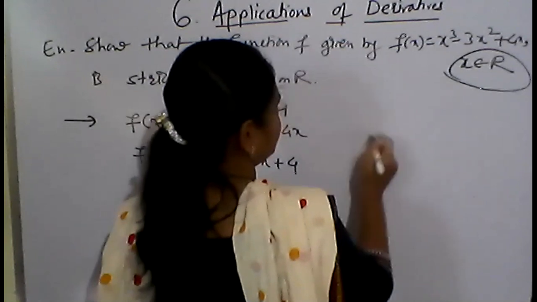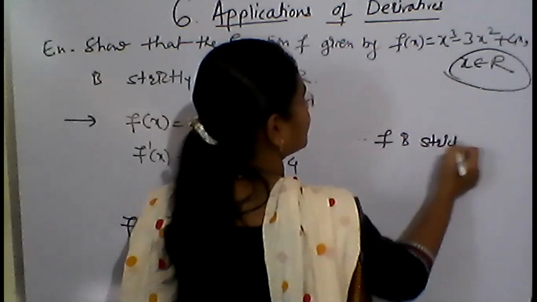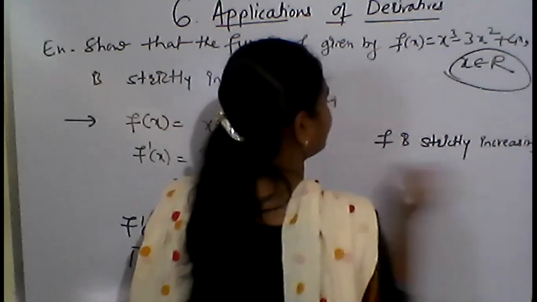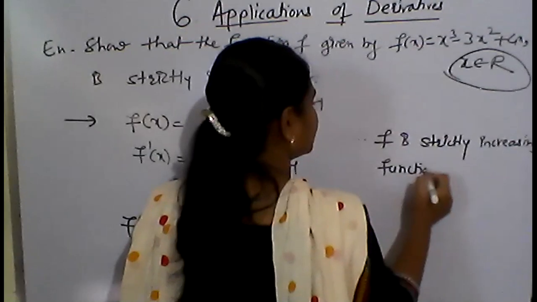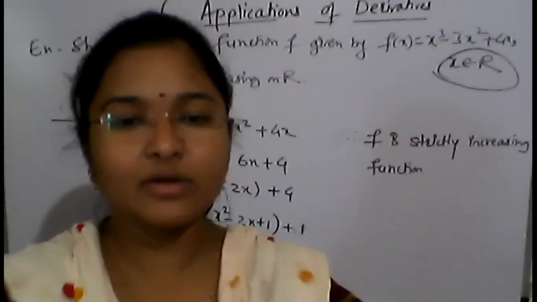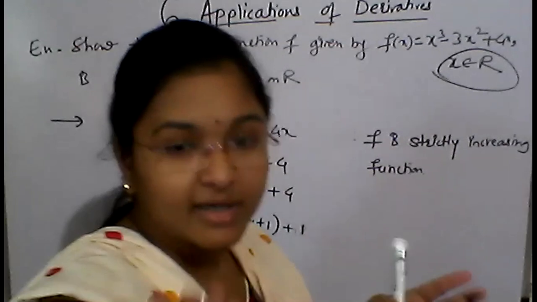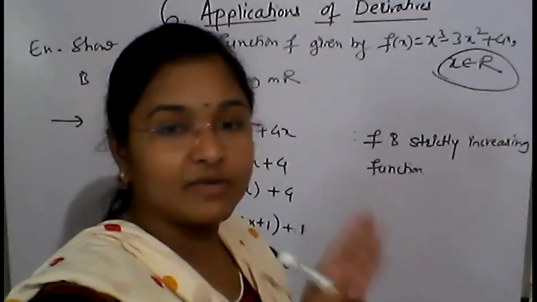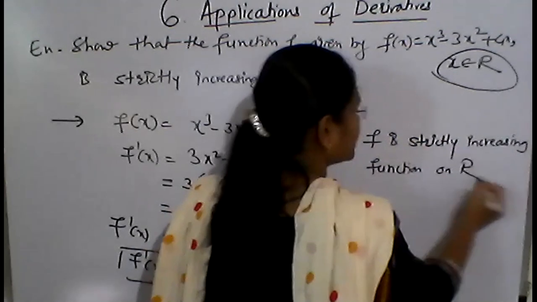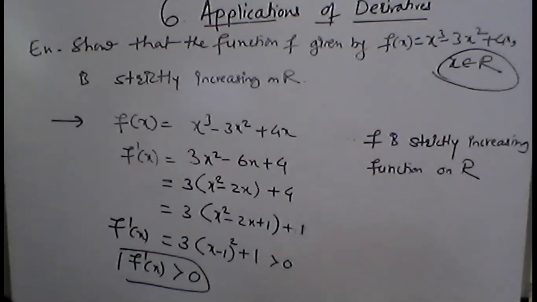Therefore, f is strictly increasing function. Okay? Any doubt? Strictly increasing. Here the interval is not given, set of real numbers is given. So you have to write function on real numbers. Okay? Next.